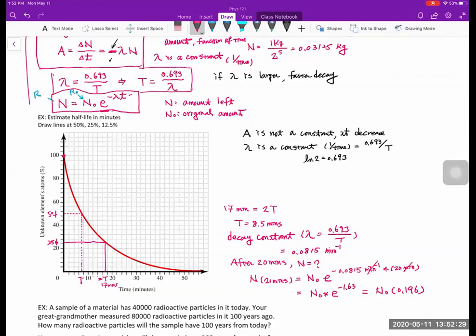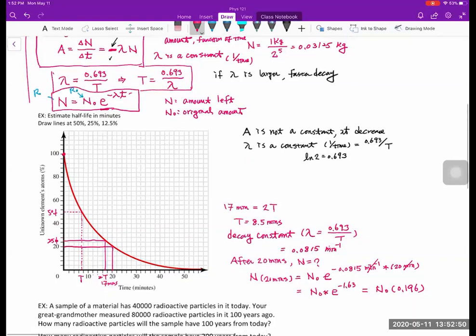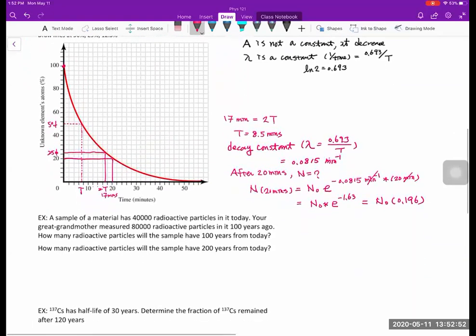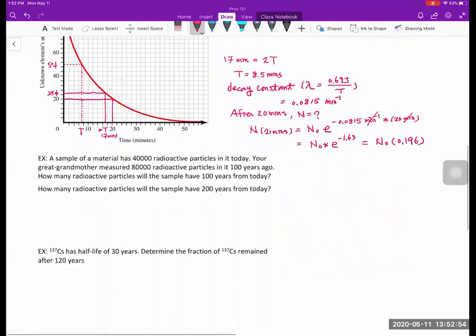Okay, so you look at the graph. This is 20 minutes, and that's approximately like a 20% left. Okay, question about this part? All right, let's look at another example over here.